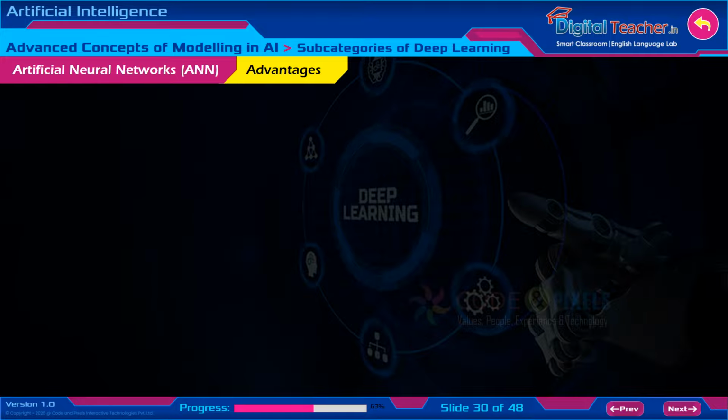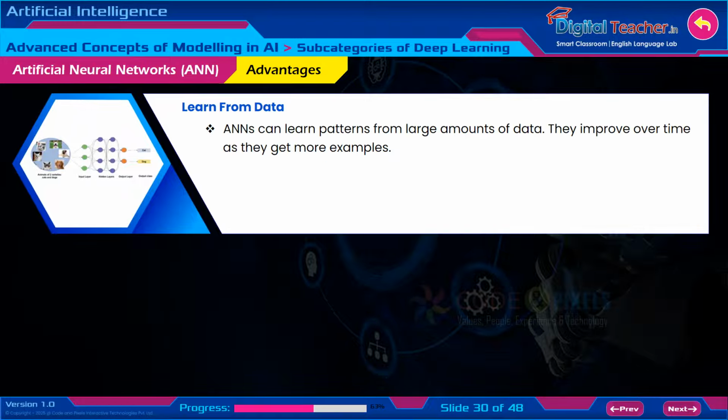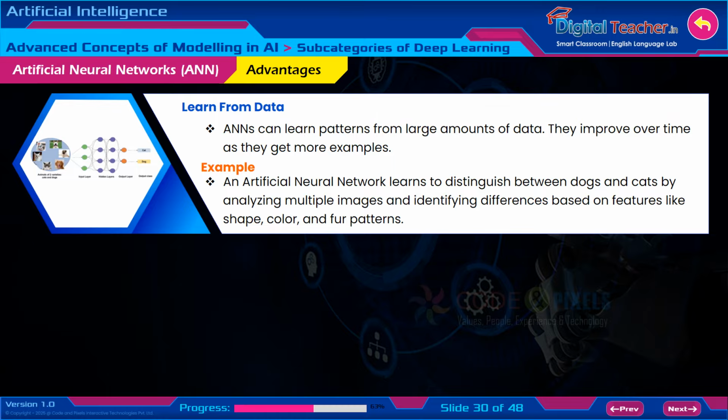Now, let us learn the advantages of artificial neural networks. Learn from data. Artificial neural networks can learn patterns from large amounts of data. They improve over time as they get more examples. Example: an artificial neural network learns to distinguish between dogs and cats by analyzing multiple images and identifying differences based on features like shape, color, and fur patterns.